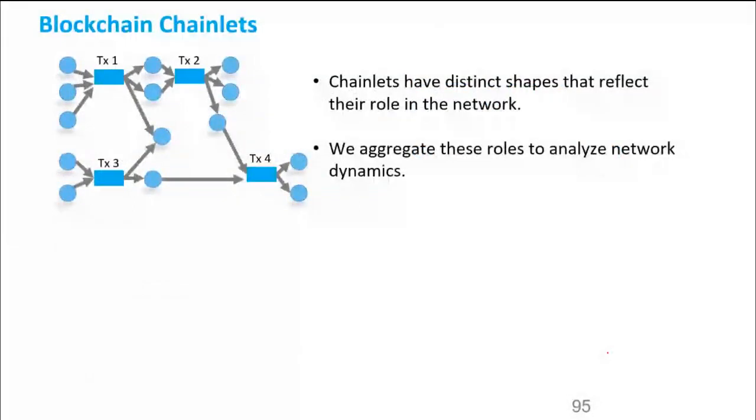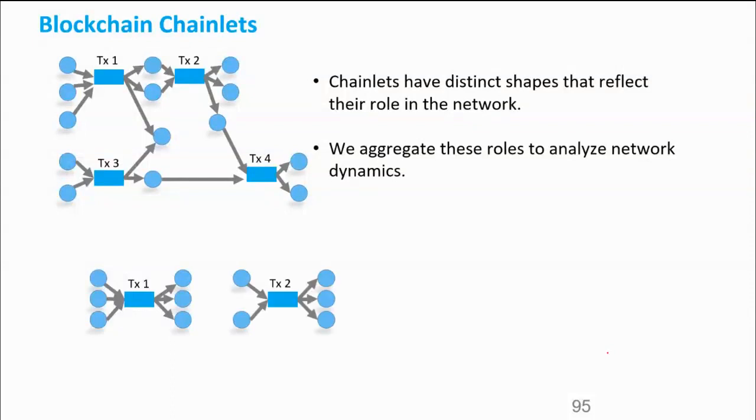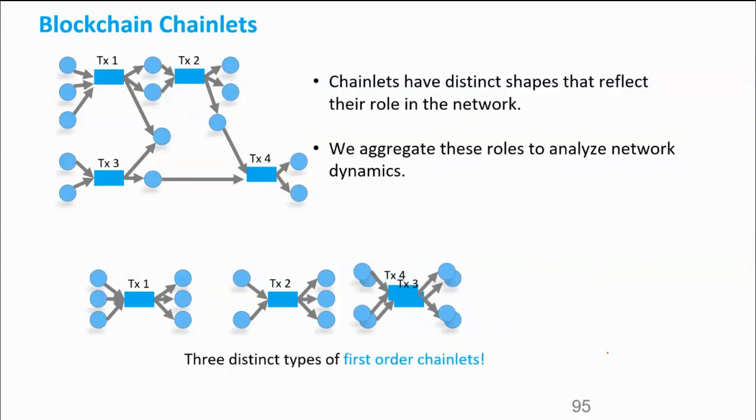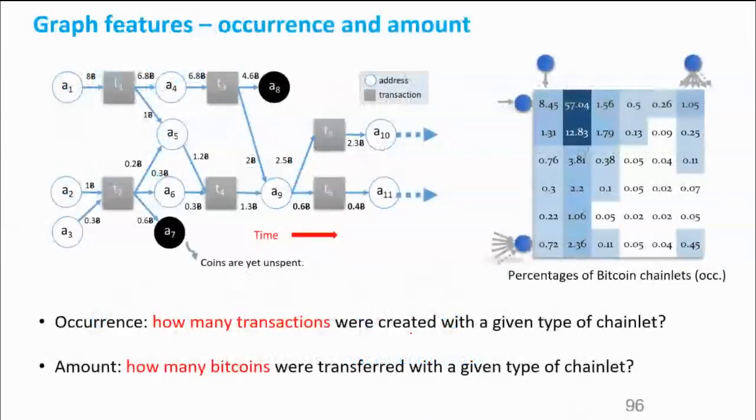Let me show you an example. Here we have 4 transactions. If you look at it, transaction 1 has 3 inputs and 3 outputs. Transaction 2 has 2 inputs and 3 outputs. And transaction 3 has 2 inputs and 2 outputs. But transaction 4 has the same structure as transaction 3. So in a sense, there are just 3 types of distinct first-order chainlets. By first order, I mean that we are looking at just one transaction and its input and output graphs. Okay? We believe that by aggregating these roles, we can analyze network dynamics. And here is what we do.